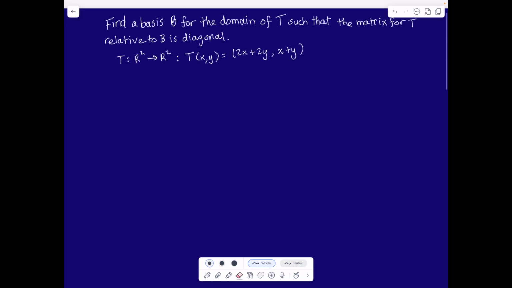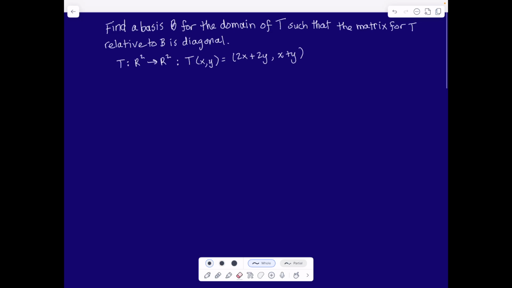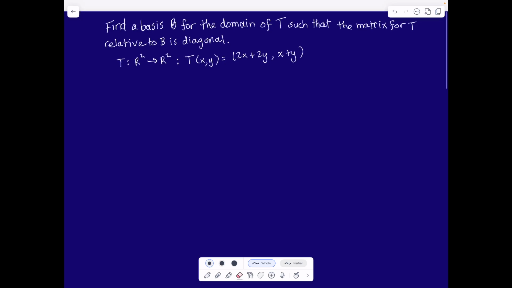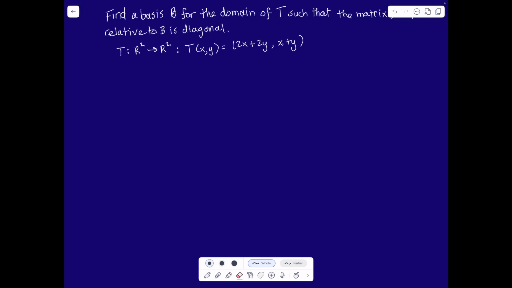We need to find a basis B for the domain of T such that the matrix for T relative to B is diagonal. We're given this linear transformation that goes from R2 to R2: T(x, y) = (2x + 2y, x + y). For this one, E1 would be (1, 0) and E2 would be (0, 1).